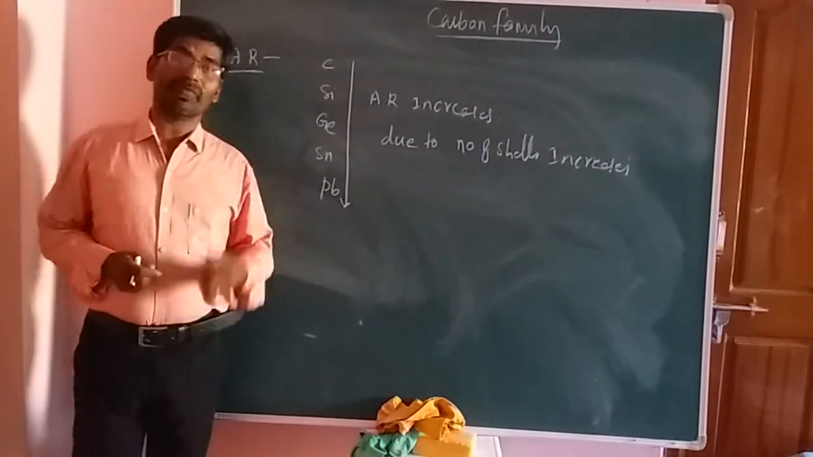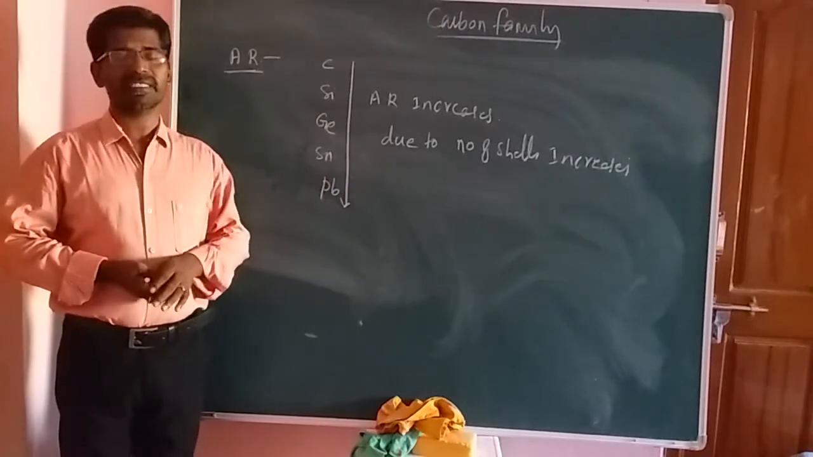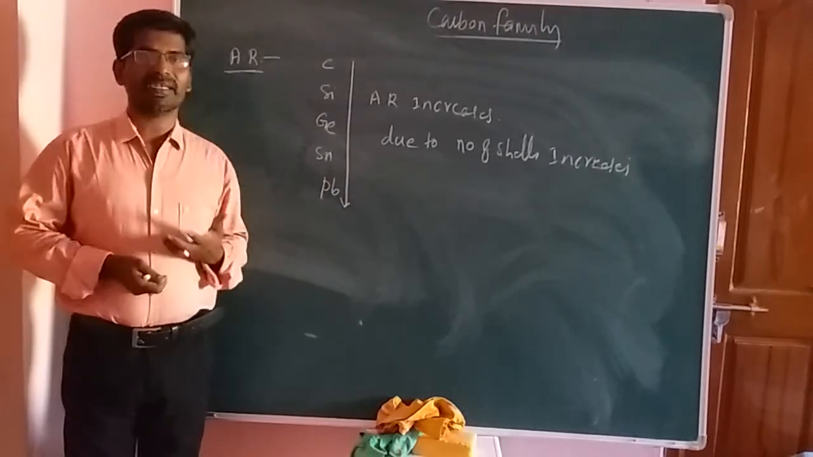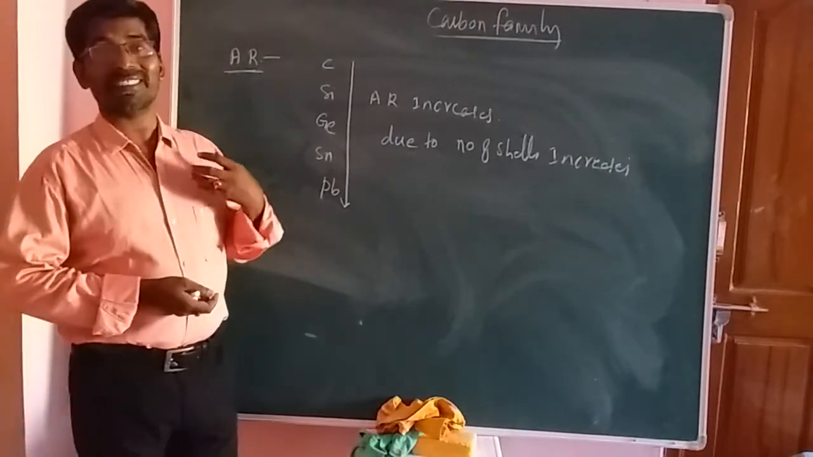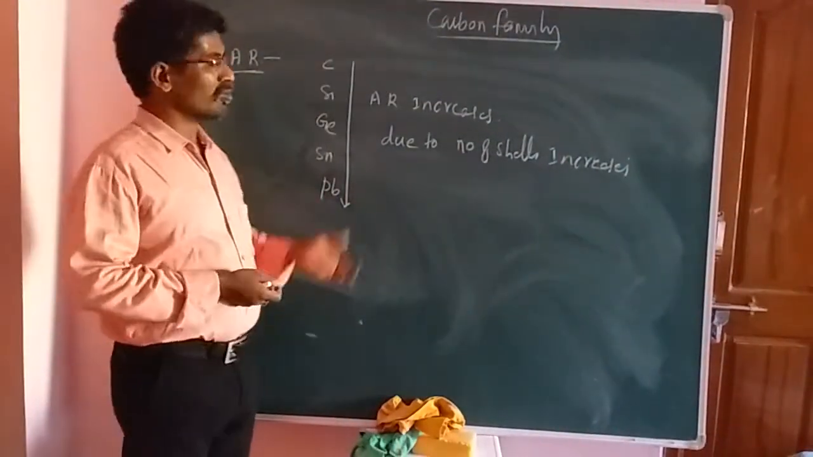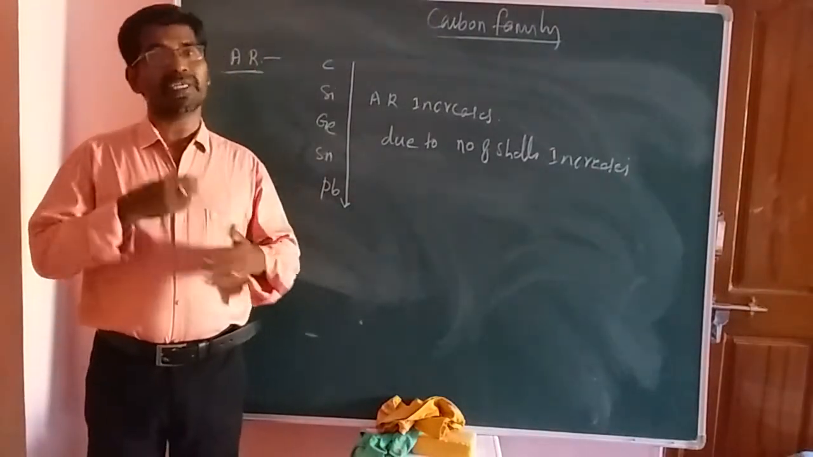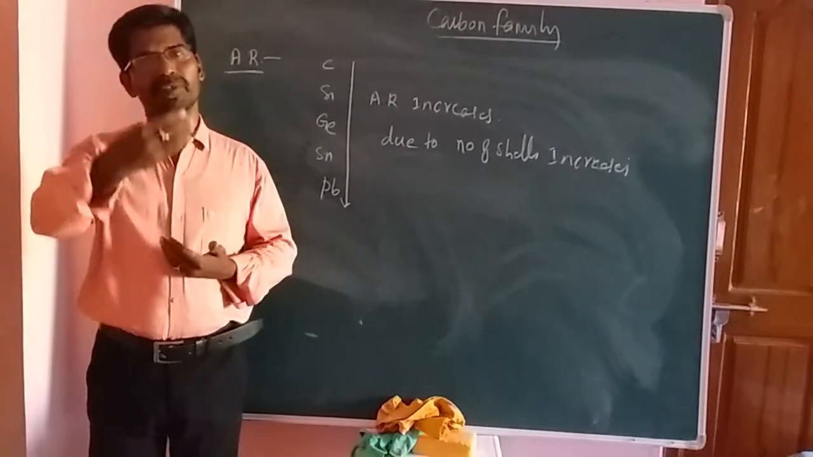If you move from left to right in the periodic table, the size decreases. What is the reason here? The electrons enter into the same energy level. But from top to bottom, the electrons enter into different energy levels. That means the principal quantum number changes from top to bottom.